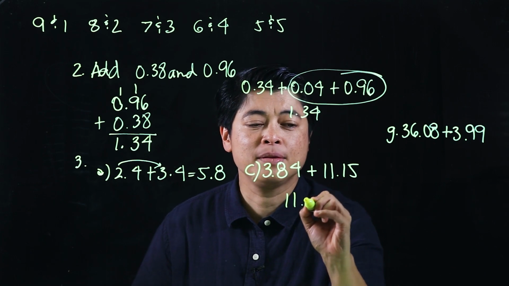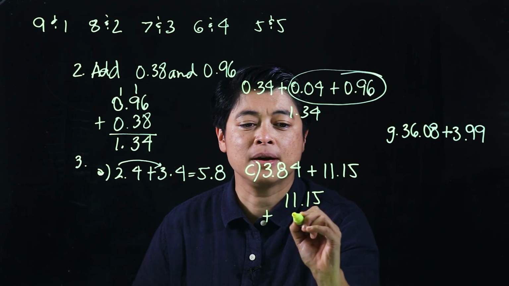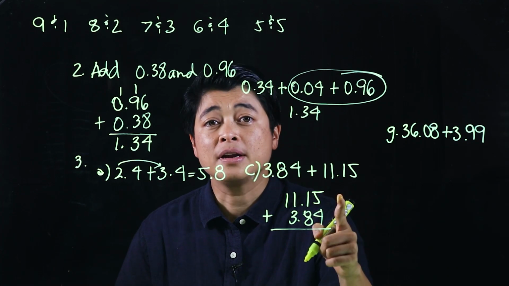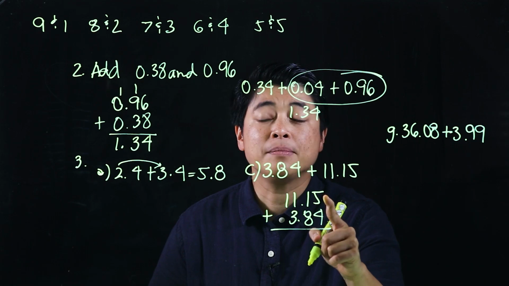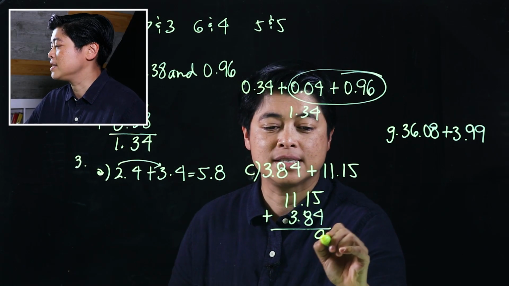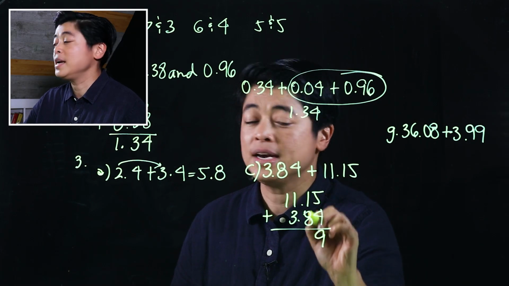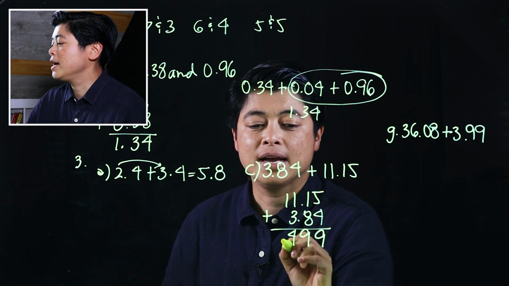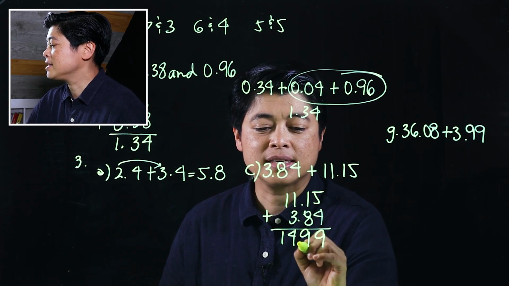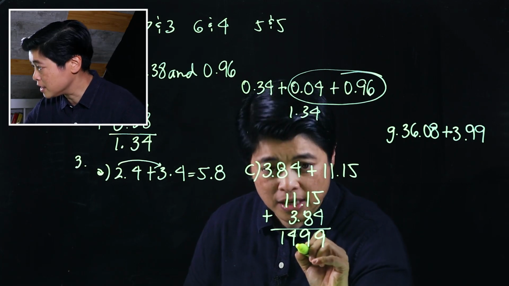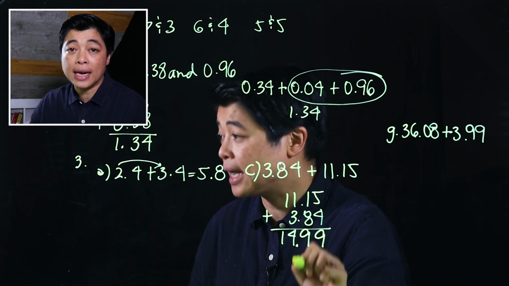So 11.15 is on top. 3.84 is on the bottom. The bigger number on top. Okay, and then we need to be consistent. So 5 plus 4 is 9. 8 plus 1 is 9, 3 plus 1 is 4, and then 1. So that makes it 14.99. So we bring the decimal down. So that's why the decimals have to be aligned.